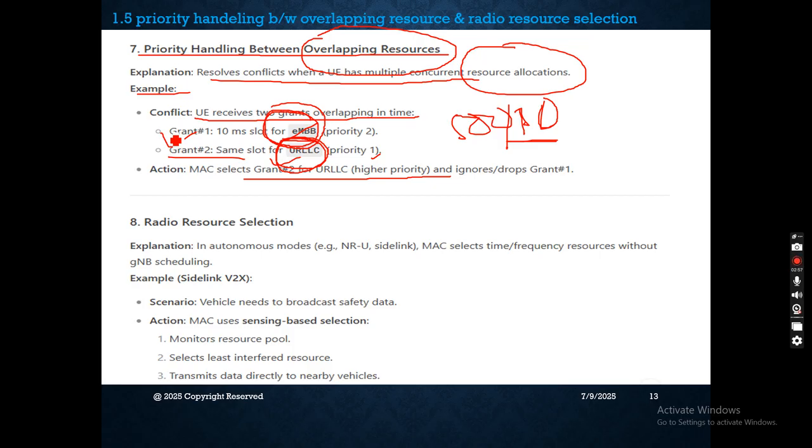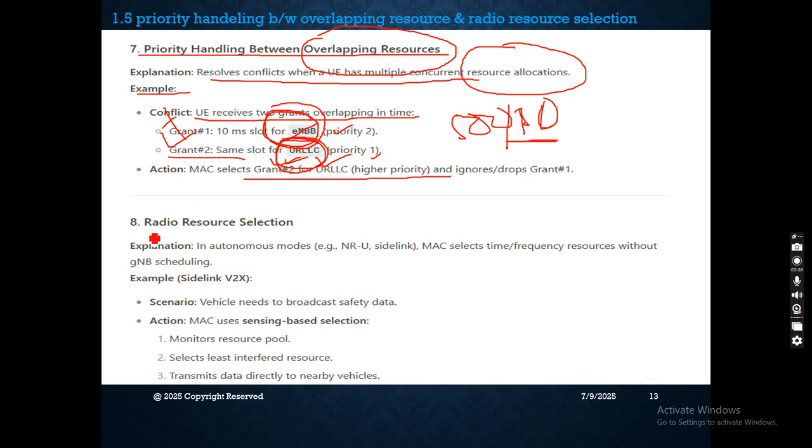because the grants are allocated at the same time, so at a time only one can be allocated. It can allocate either to one service or to the other. Due to the high priority, MAC will take the decision to allocate the resource to URLLC and drop the other one. This is how it is called priority handling between overlapping resources. If there is no overlapping, no issue, but in case overlapping triggers, this is how the intelligence of the MAC layer comes in.